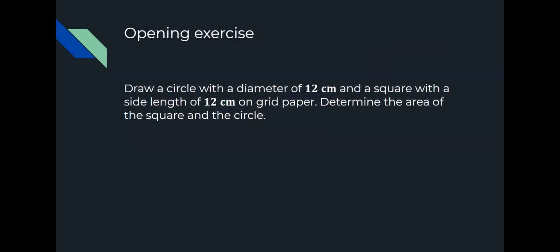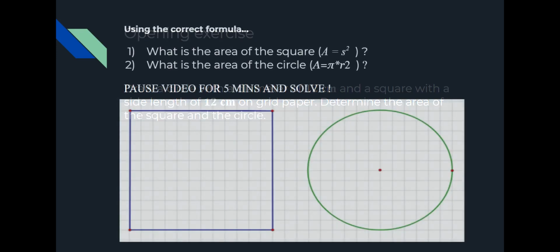Now, for the opening exercise, we have to draw a circle with a diameter of 12 centimeters and a square with a side length of 12 centimeters on grid paper. Determine the area of the square and circle. We're going to do this together. Let's keep going.